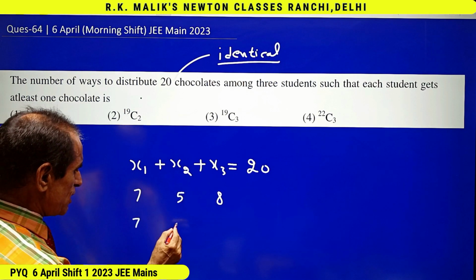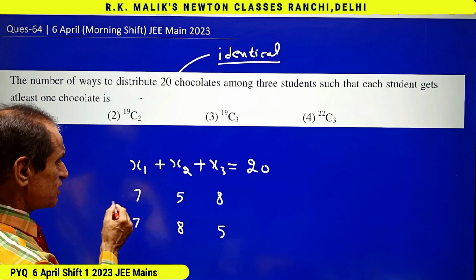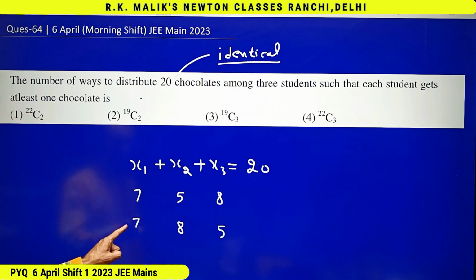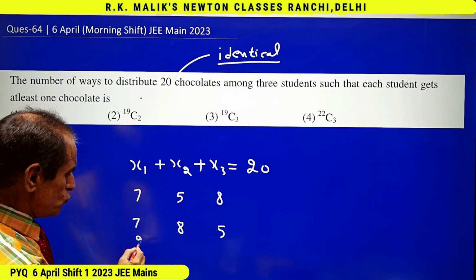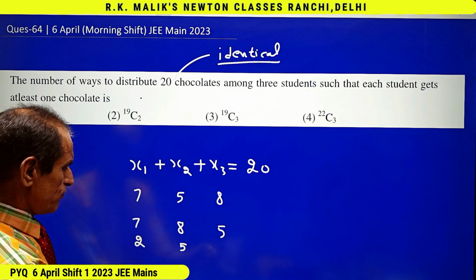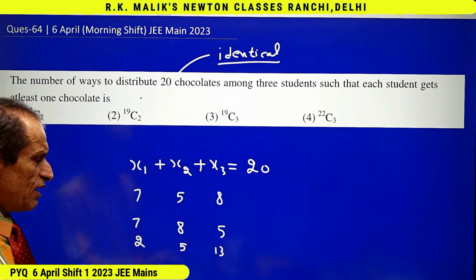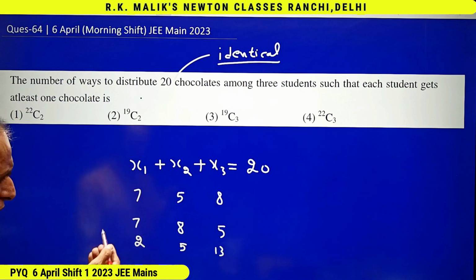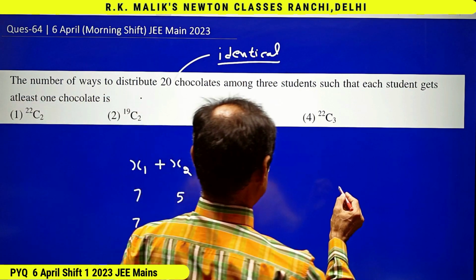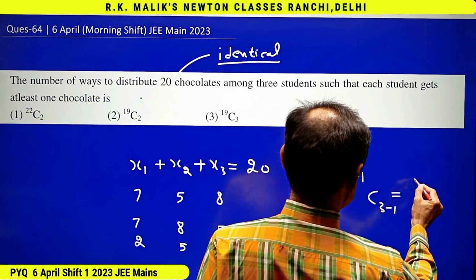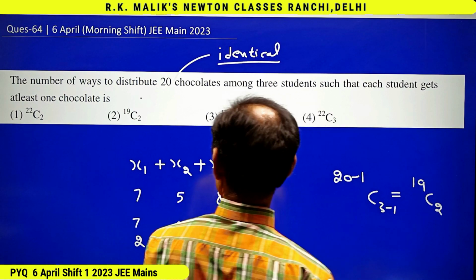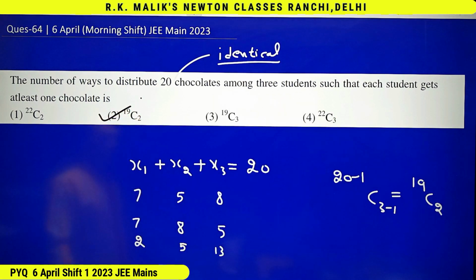Note that the solution 7, 8, 5 is different from this solution, because in this the first student has got 7, the second student has got 8 and the third has got 5. For example, one more is 2, 5, 13, and there are many solutions. According to the formula, the number of solutions is 20 minus 1 C 3 minus 1, that is 19 C 2. Hence I can say the second choice is correct.